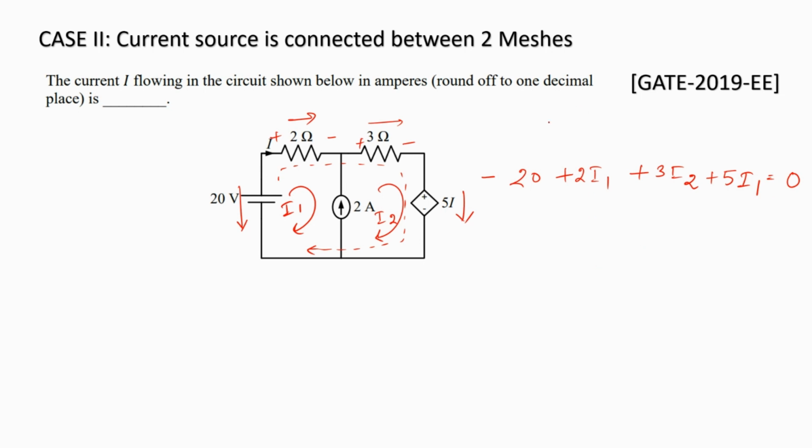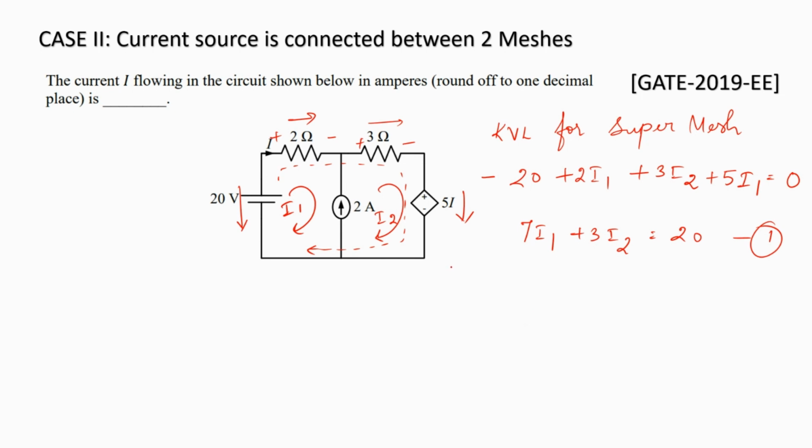So what have we done here? We have applied KVL for the supermesh, where we have completely ignored the 2 amps current source. So this forms my first equation. Let me simplify this. So I'll get 7I1 plus 3I2 is equal to 20.